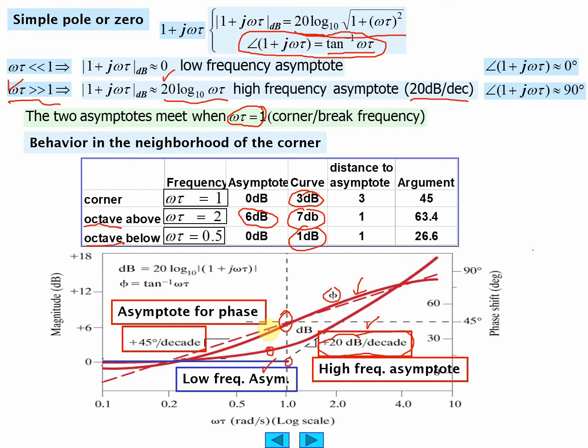Remember that the derivative of the tangent near 0 is equal to 1 if the angle is in radians, which gives us that 45 degrees per decade. So the asymptote of the inverse tangent can be approximated by this dotted line for the phase. So this is kind of a complicated plot. Here's the phase, here's the magnitude.